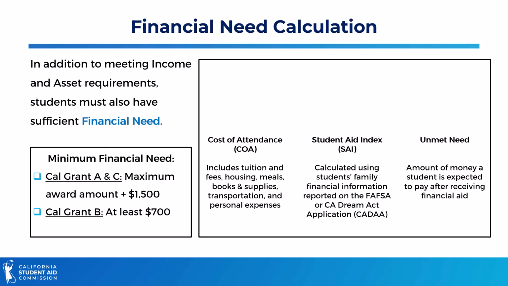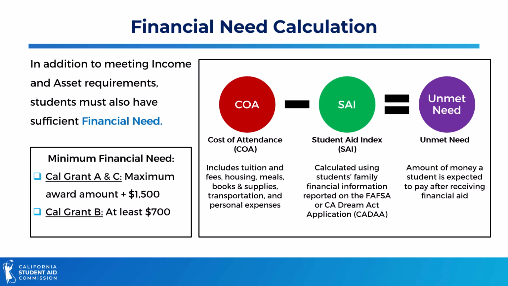Moving forward, in addition to meeting income and asset requirements, students must have sufficient financial need every year to receive the Cal Grant. The Commission offers preliminary awards based on unmet need, which is calculated using the college's cost of attendance minus the SAI or the student index derived from the FAFSA or CADA. The minimum financial need for students awarded a Cal Grant A or a Cal Grant C must be the maximum award amount plus $1,500. For Cal Grant B, the minimum financial need must be at least $700.